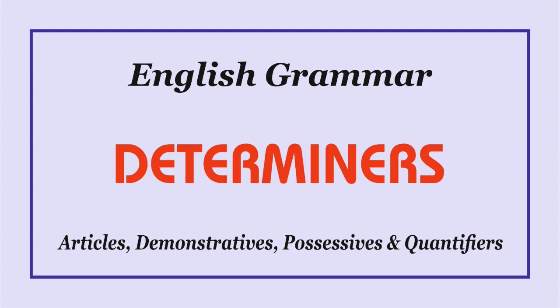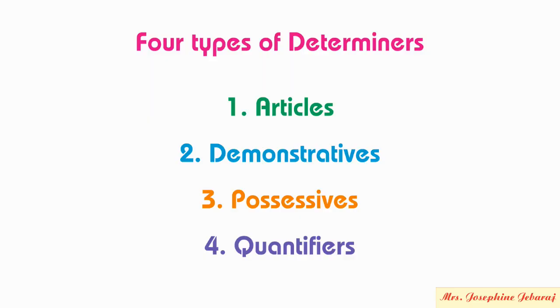In this class, you will learn the determiners. Well, what are determiners? Determiners are words that are used before a noun and put the noun into context, and function like an adjective. Determiners are a kind of noun modifier. There are 4 types of determiners in English. They are number 1, articles, number 2, demonstratives, number 3, possessives, and number 4, quantifiers.